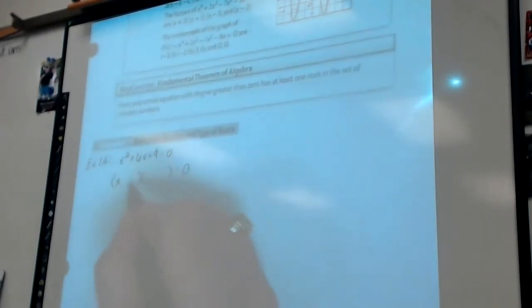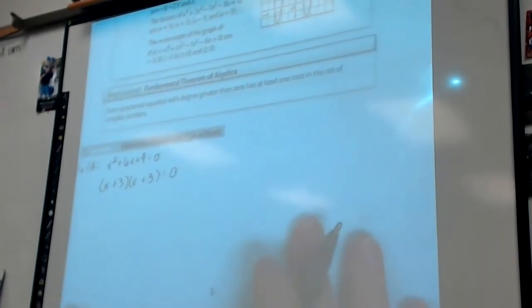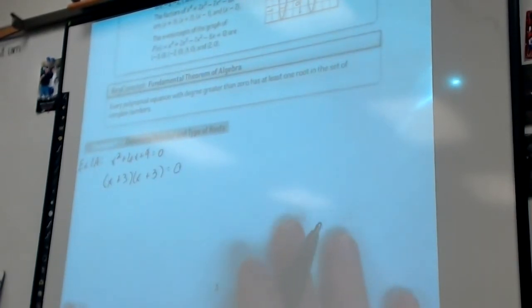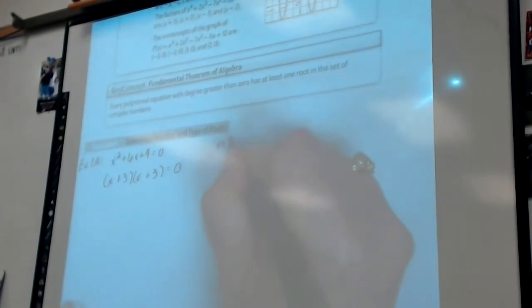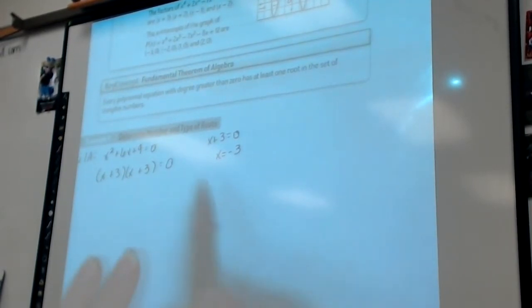So we put an x here and an x here, and two numbers that multiply to get 9 and combine to get 6 would be 3 and 3. So we ended up with a repeated factor, x plus 3, x plus 3. So you're going to set it equal to 0. So x would be negative 3. Adele, are you getting this? All right. So x equals negative 3. Now somebody asked last period, well, since there's 2 of them here, do you have to list this twice? No.